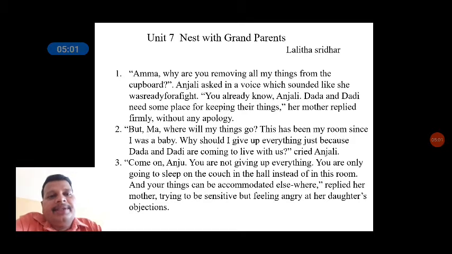Apology means sorry. We ask for sorry, an expression of feeling sorry for something wrong that you have done. That is called apology. But mom, where will my things go? This has been my room since I was a baby. Why should I give up everything just because Dada and Dadi are coming to live with us?